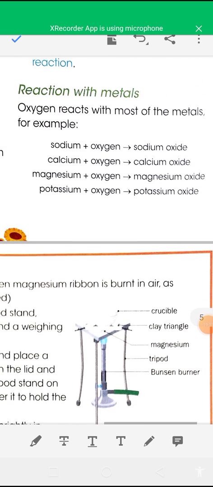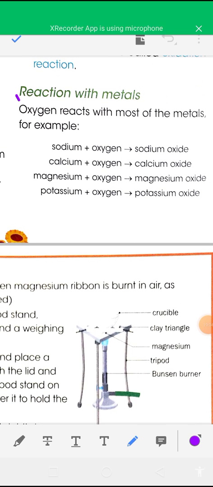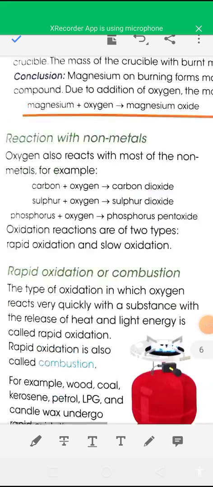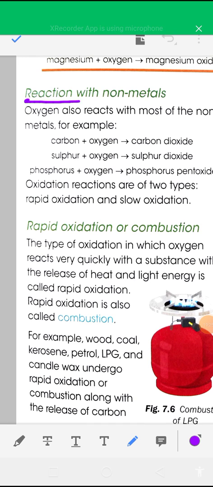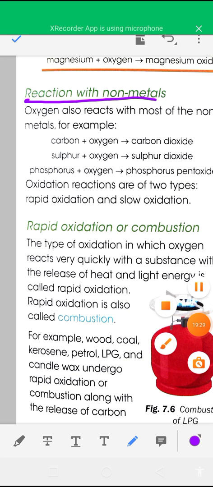Now see, reaction of oxygen with metals, not important. When oxygen reacts with metals, metal oxides are formed. Like when sodium reacts with oxygen, sodium oxide is formed. Calcium reacts with oxygen, calcium oxide is formed. Reaction of oxygen with non-metals is also not important. Like when carbon reacts with oxygen, carbon dioxide is formed. When sulfur reacts with oxygen, sulfur dioxide is formed.